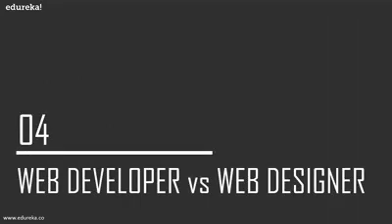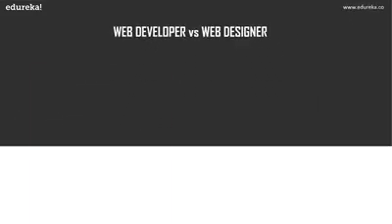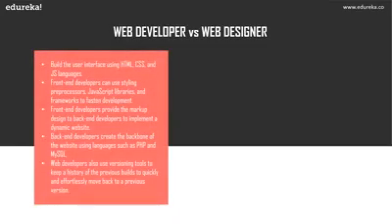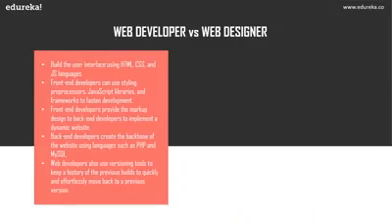So now that you have understood who is a web developer and who is a web designer, let's find out some more differences between these two. So let's have a look at some key roles of a web developer and a web designer. Now, talking about a web developer, they have to build the user interface using HTML, CSS, and JavaScript languages. The front-end developers can use styling preprocessors, JavaScript libraries, and frameworks to speed up the development. Also, they provide the markup design to backend developers to implement a dynamic website.